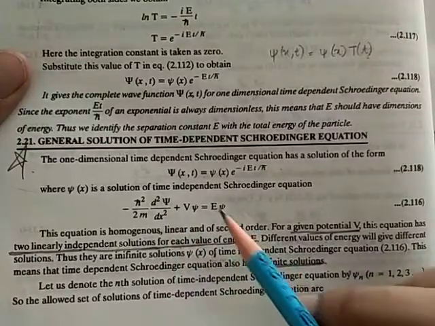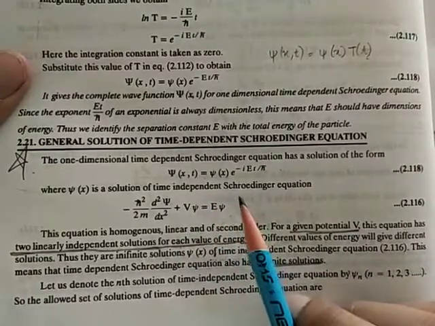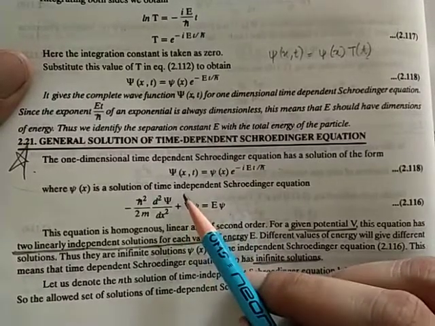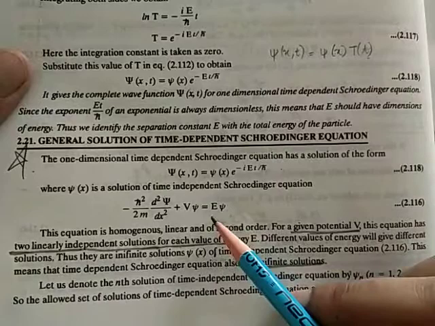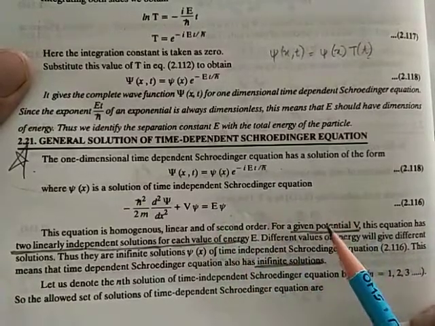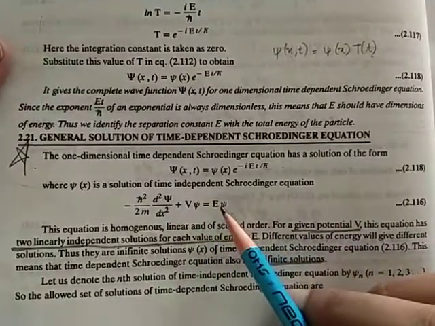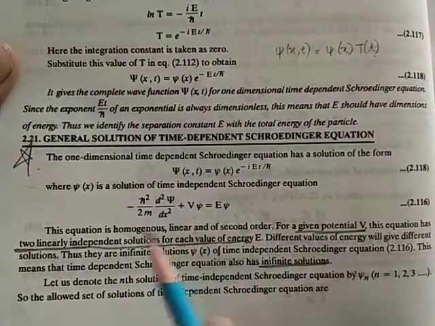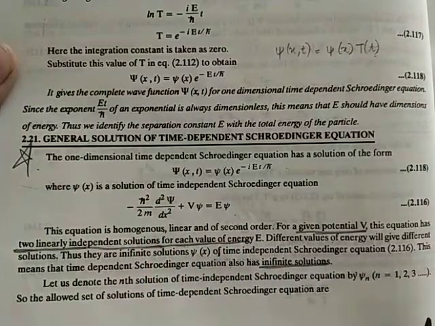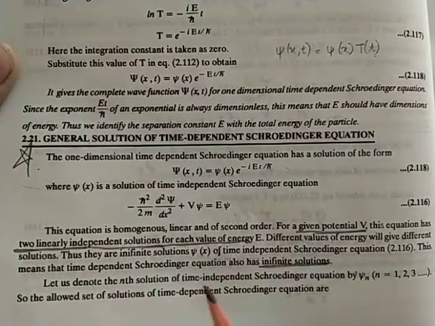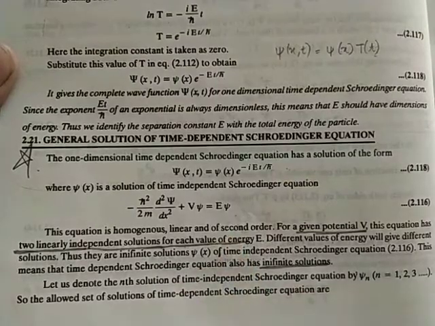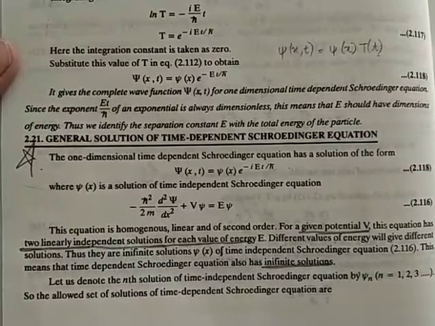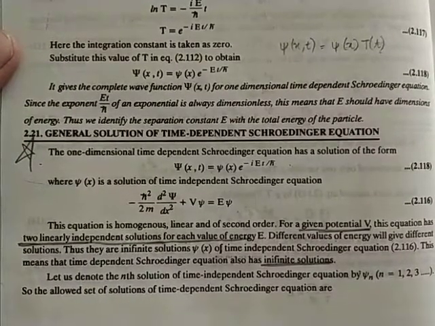Okay, so this is for only a given potential v. If you have different values of energy, then for each E there would be two solutions. So it means there are so many solutions of this equation. Okay, so it means the time dependent Schrodinger equation also has infinite solutions. So there are a lot of solutions of this equation.